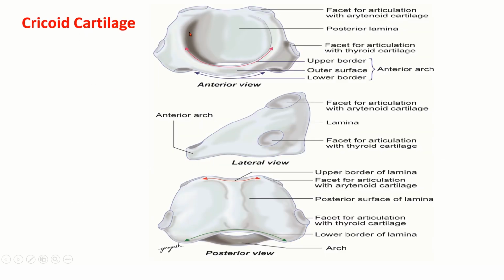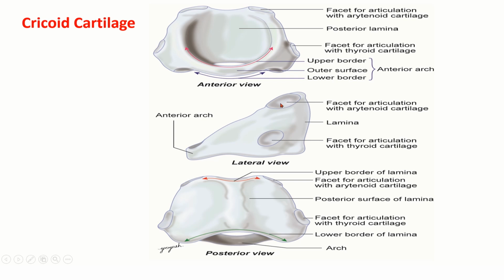So this is the cricoid cartilage. You can see here, this is the anterior arch and this is the posterior lamina. On the upper surface of the posterior lamina, you can see the facet for articulation with the arytenoid cartilage. You can see here on the lateral surface, there is a facet for articulation with the thyroid cartilage. So the arch has an upper border, outer surface, lower border, and inner surface.